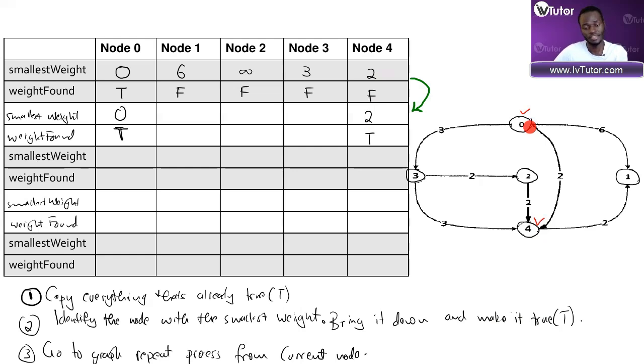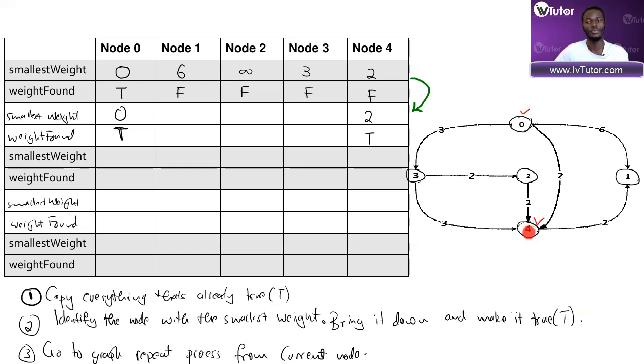I want you to take note that the only time you convert a node from false to true is when going to the next iteration. And this is how it's done. Pick the one with the smallest weight, move it down, make it true, go onto your graph, repeat from that node. So now you're on node number 4.